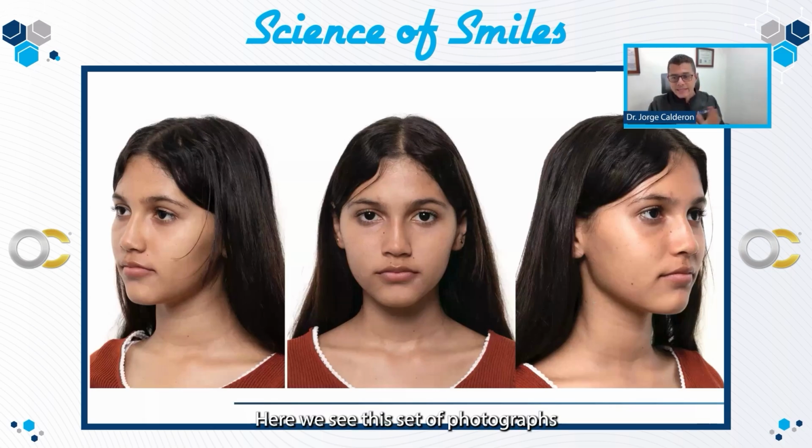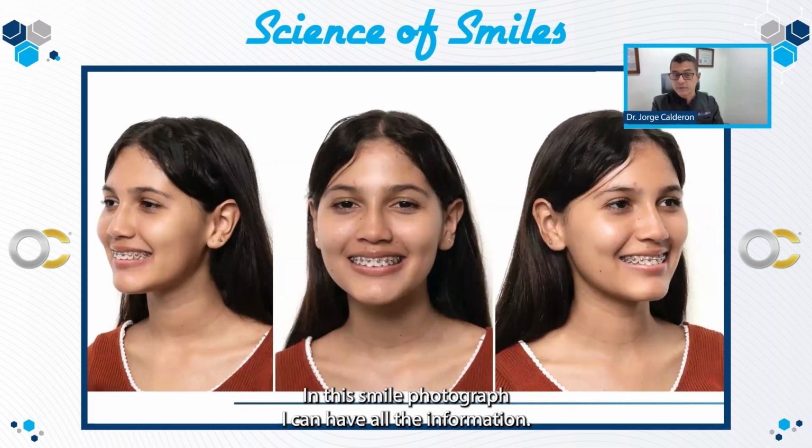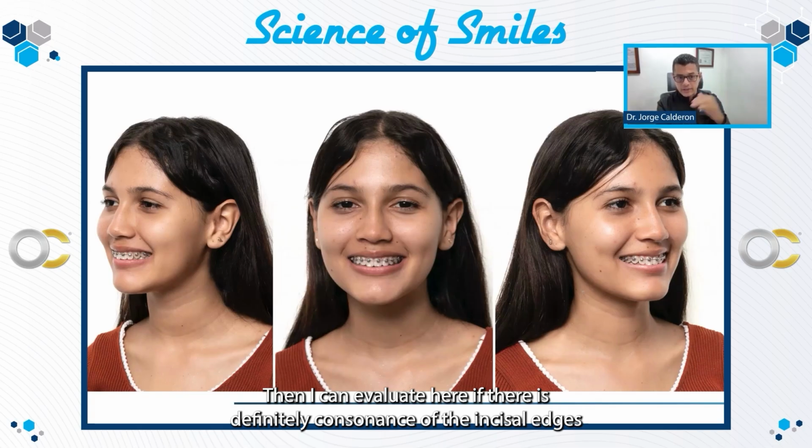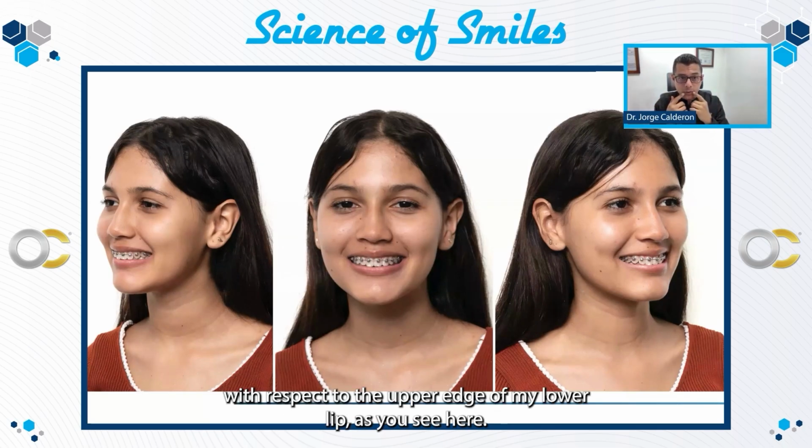Here, we see this set of photographs to evaluate my 180 degrees here. What can I do? I can include in this type of photos 2 profile photos that will also be very useful. So here, I can evaluate how their facial structures are, how their lips are positioned, which interests me a lot. In this smile photograph, I can have all the information. For example, look at the smile arc. Then I can evaluate here if there is definitely consonance of the incisal edges and cusps of the upper teeth with respect to the upper edge of my lower lip, as you see here.